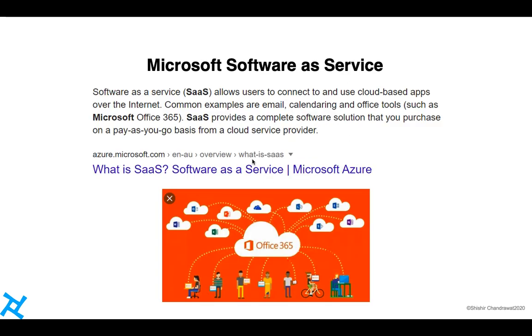Once again, Microsoft Azure offers software as a service. Software as a service allows users to use cloud-based applications over the internet. Common examples are email, calendaring, and office tools such as Office 365. Software as a service provides a complete software solution that you purchase on a pay-as-you-go basis from a cloud service provider. So, first of all, Microsoft Azure consists of SaaS. Which is the most famous SaaS offering from Microsoft? It is Office 365.